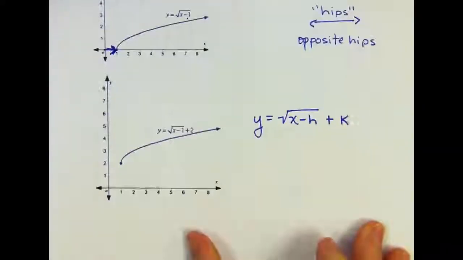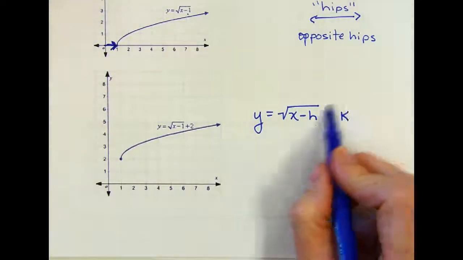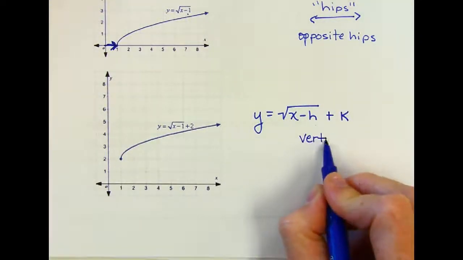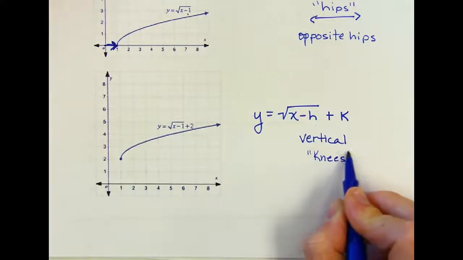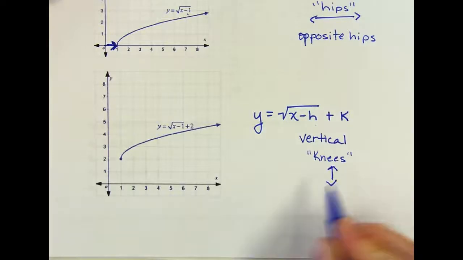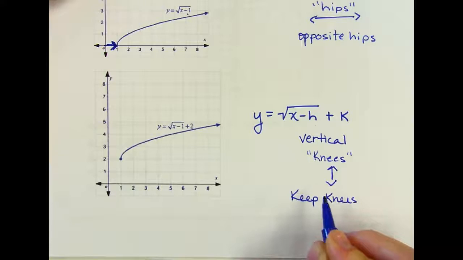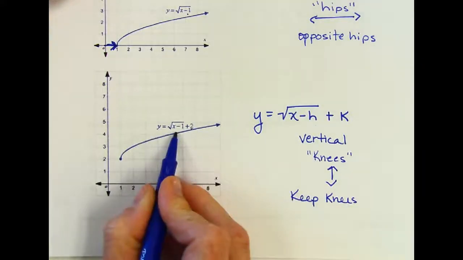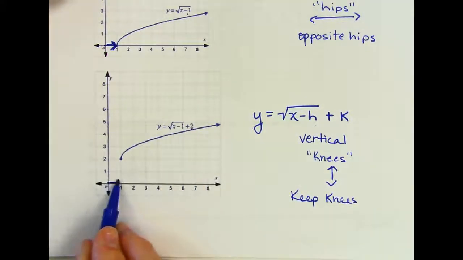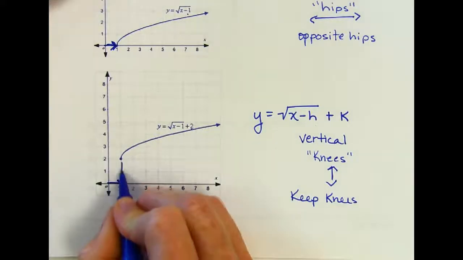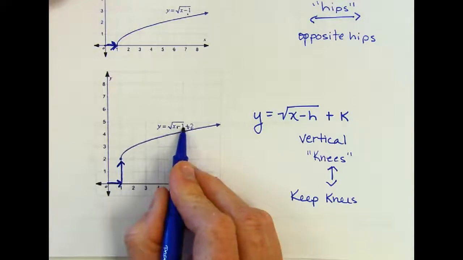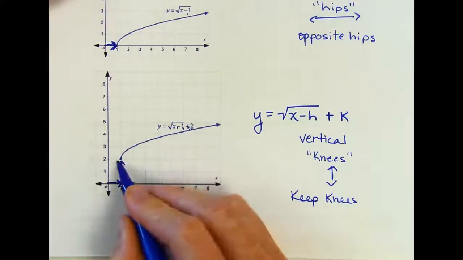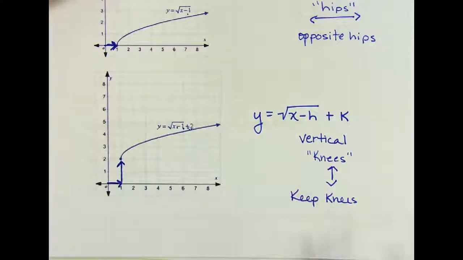Now, when there is a number at the end of it, this k here, that is a vertical translation. We called that the knees because the knees actually take you up and down, and we would say that you would keep the knees. So, if you look at this 2 here, what's happened is it went over 1 and it went up 2. So the hip movement was -1. The up movement was a +2, and the parent graph remains the same.